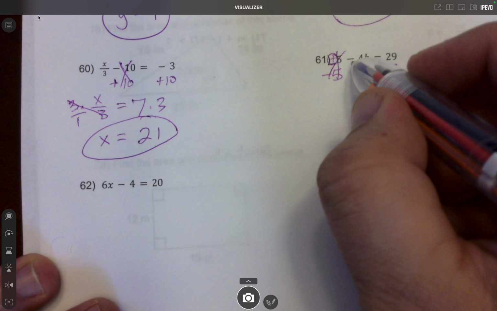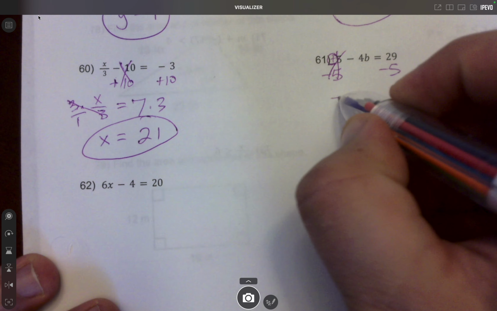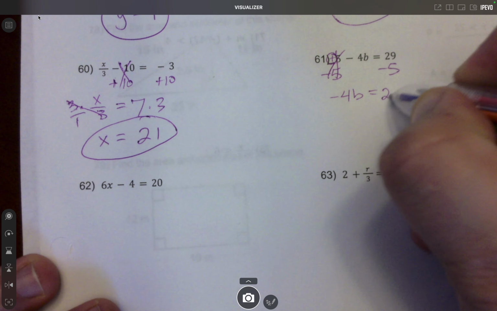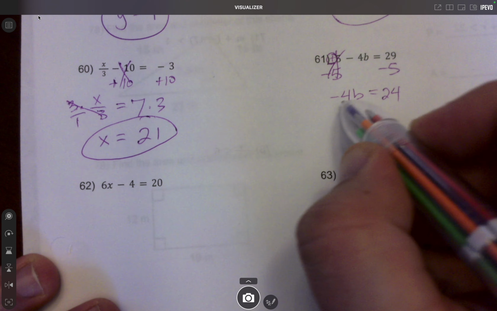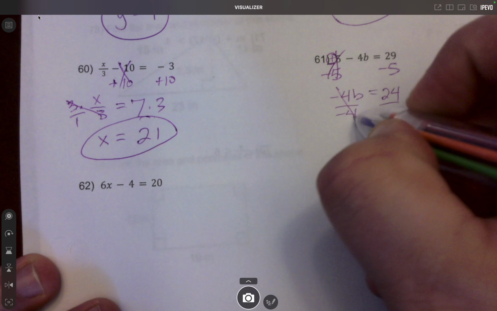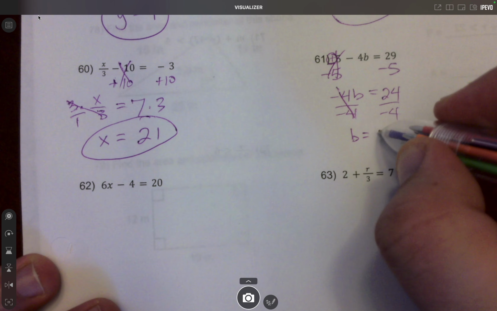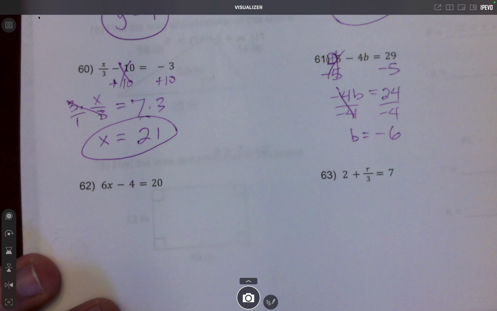So that negative stays because we've not touched anything behind the number. We've only done stuff with what's in front of the number. So we get negative 4b. 29 minus 5 is 24. Now it's negative 4 times b, so the opposite of that is dividing by negative 4. 24 divided by negative 4 is a negative 6, because anytime you have opposite signs, the result is a negative number.